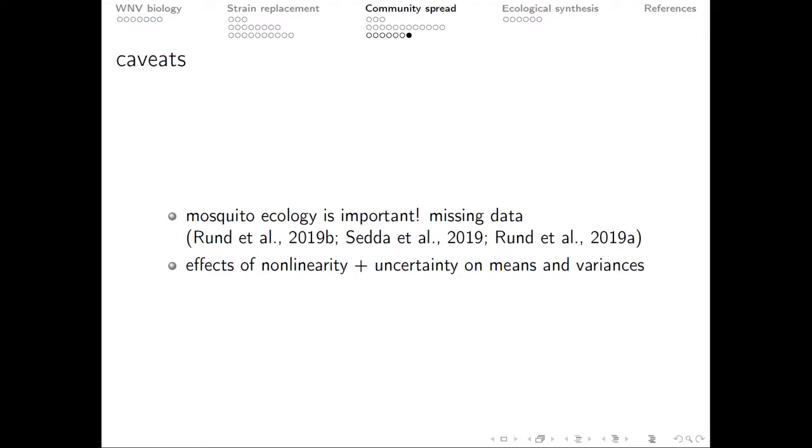I'll tell you what's wrong with our model before you tell me what's wrong with our model, although you can probably tell me a bunch more things. We got a very hard time, and quite reasonably, from reviewers of this paper for not having nearly enough mosquito ecology. And we agree. This is, all other things being equal, what the bird community would do to the transmission of West Nile virus.